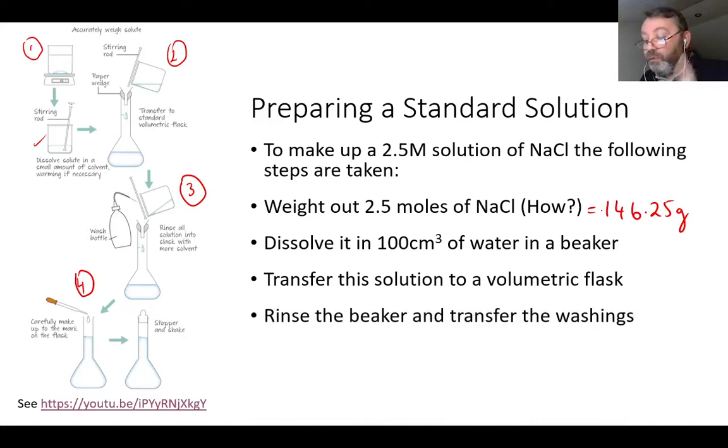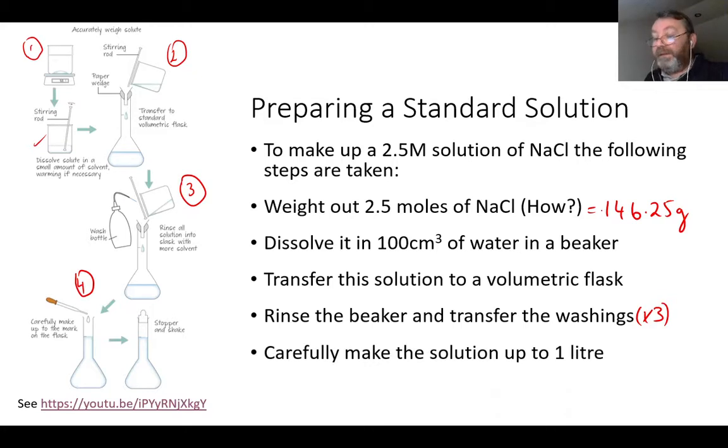I then rinse the beaker and transfer the washings. Now I'd say do that about 3 times. Just rinse the beaker. You don't have to go mad, copious amounts of water. Just rinse the beaker and transfer the washings carefully also into the volumetric flask. Then make the solution up to 1 litre.